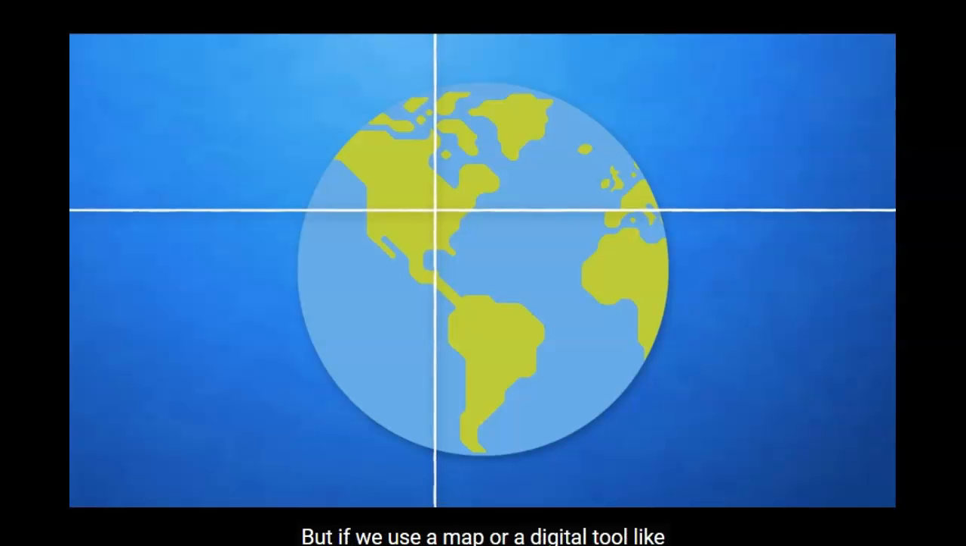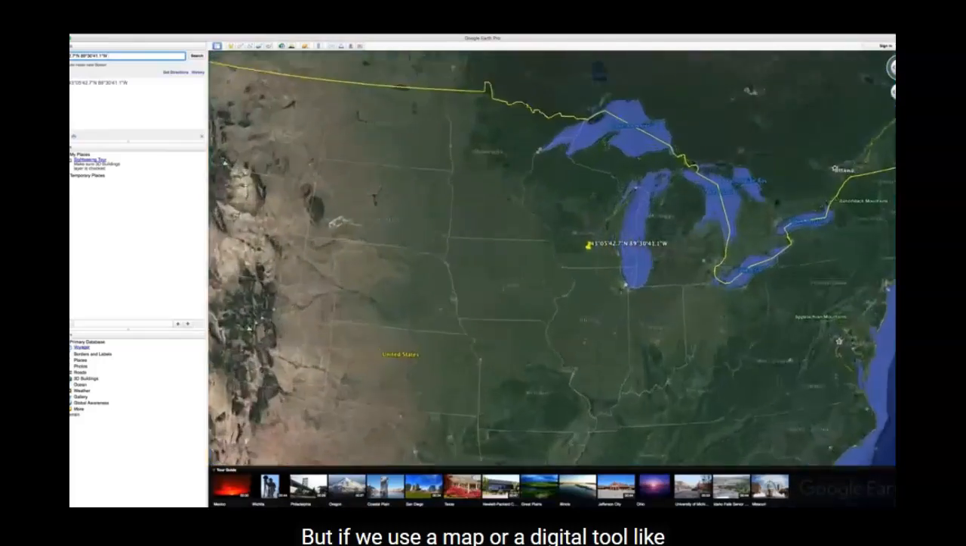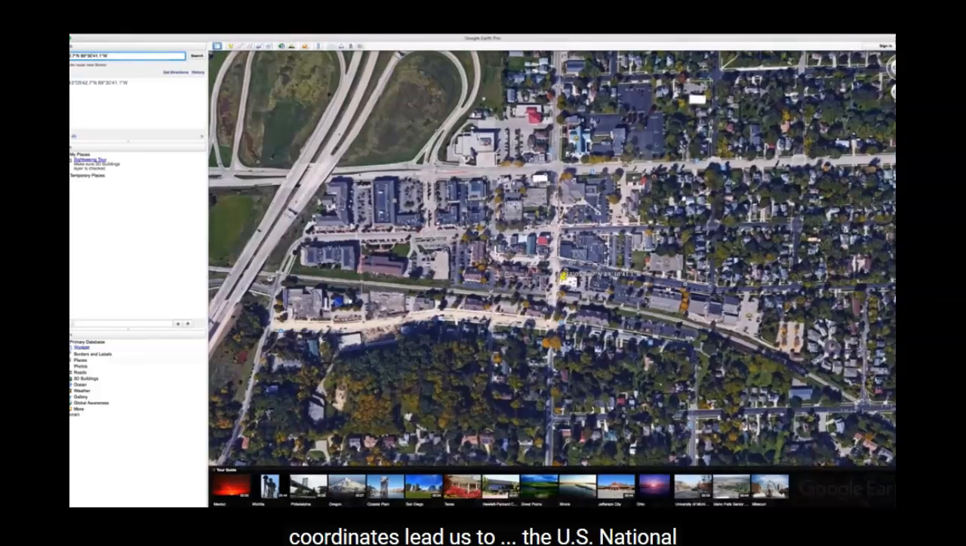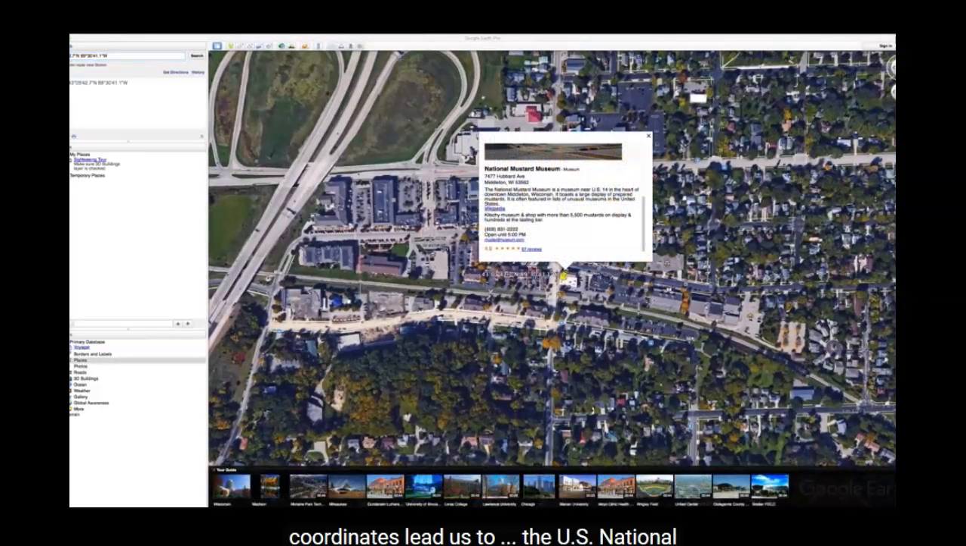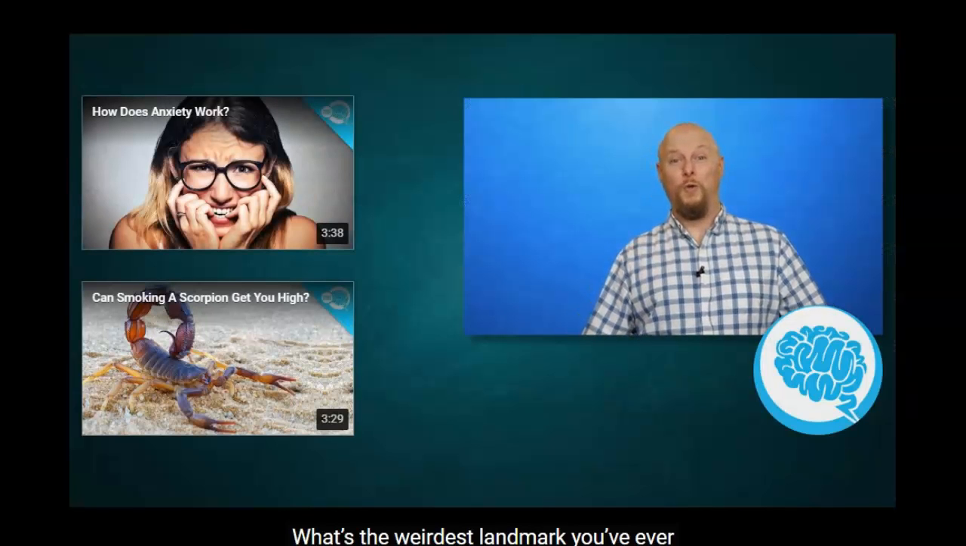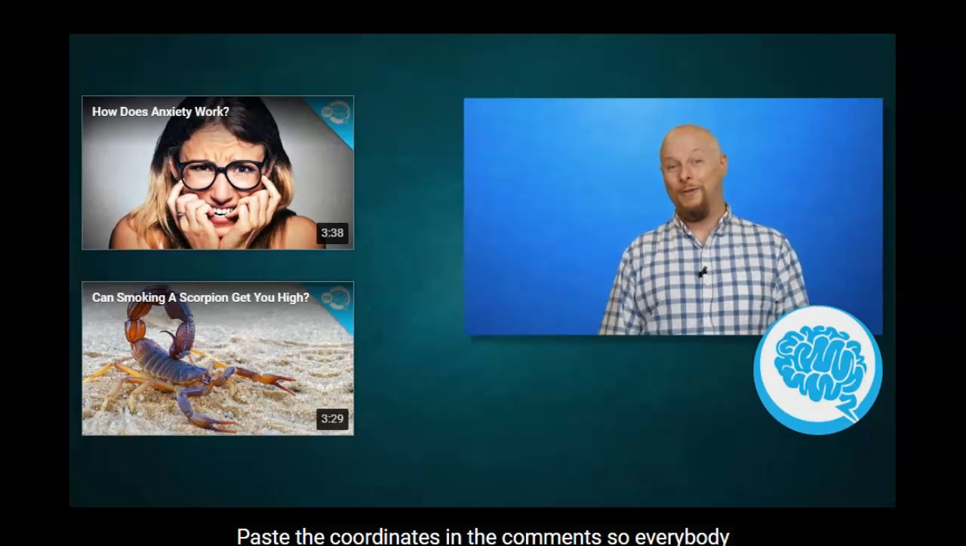But if we use a map or a digital tool like Google Earth, we can zoom in and see these coordinates lead us to the U.S. National Mustard Museum in Middleton, Wisconsin? Huh. Well, what's the weirdest landmark you've ever found on Google Earth? Paste the coordinates in the comments so everybody can check it out. If you like.